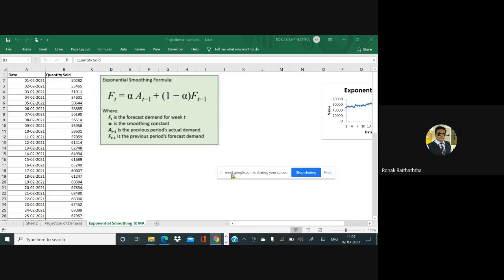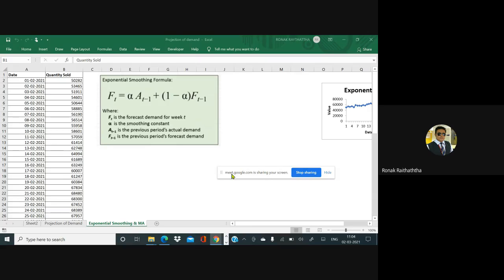So the two techniques that we are going to see right now are the exponential smoothing and the moving average. The names look very complicated, but let me tell you, these methods are extremely easy to implement as well as to analyze. There is absolutely no rocket science involved. It's just like you are taking the past data as a base and you are trying to forecast something out of the past data.